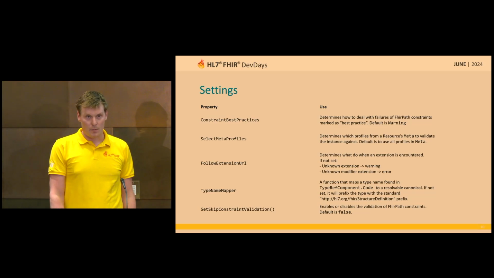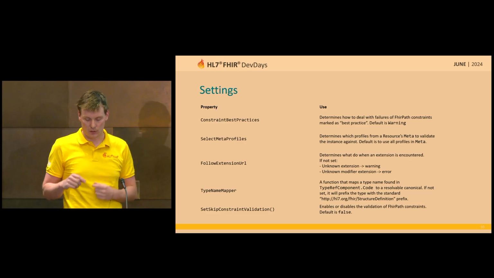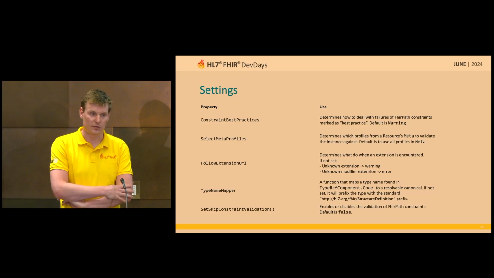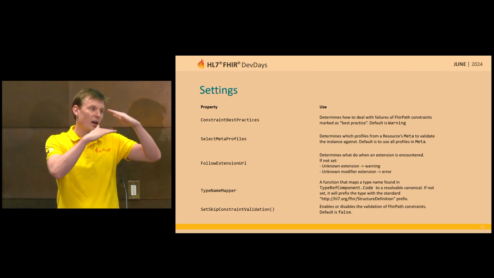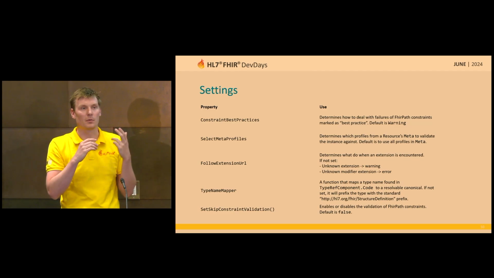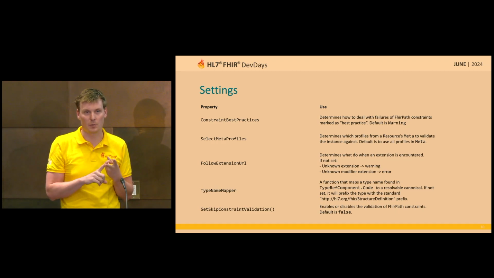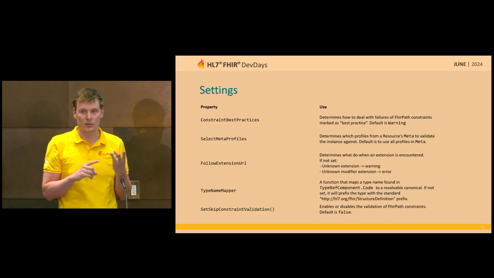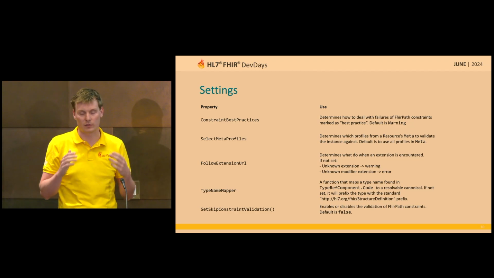The select meta profiles option determines which profiles from a resource's meta field will be used to validate the instance against. You can provide multiple. So, for example, a patient can conform to US Core, but also to the International Patient Summary and also to the Dutch core profile. You can state that it conforms to all of them.